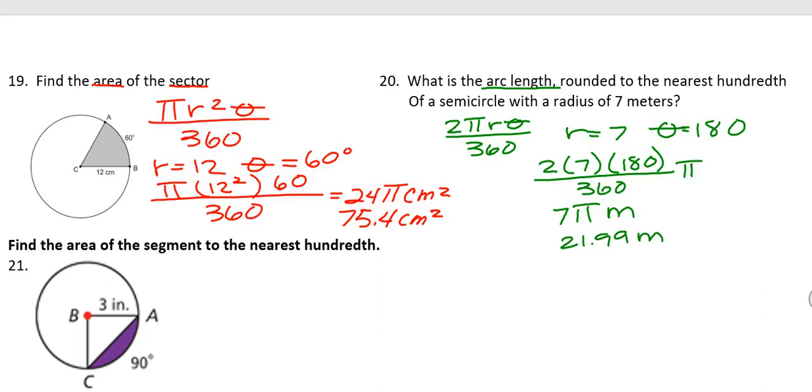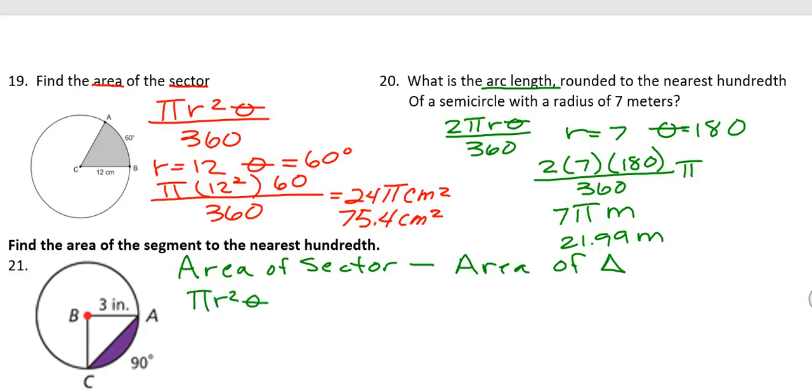All right, so down here for 21, when we do this problem, we need to find the area of the sector, and then we're going to subtract from it the area of the triangle. So let's see what that looks like. So we've got pi r squared theta over 360 minus base times height divided by 2.